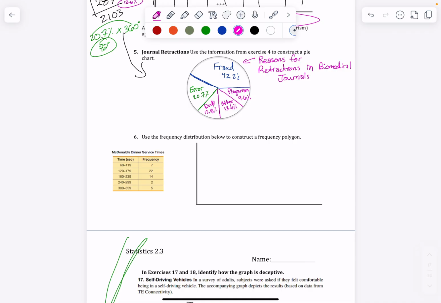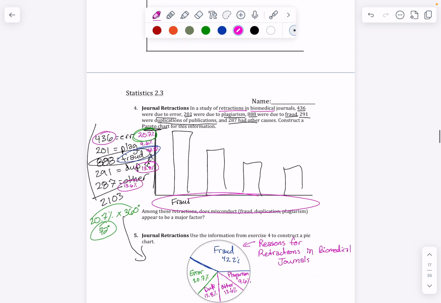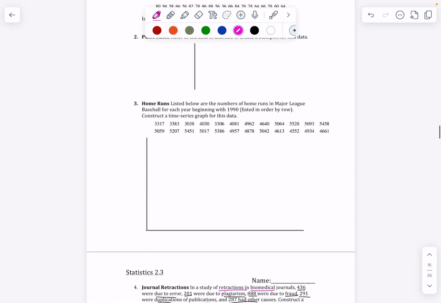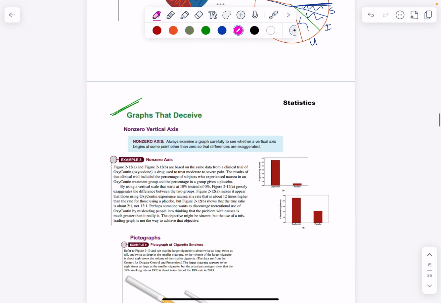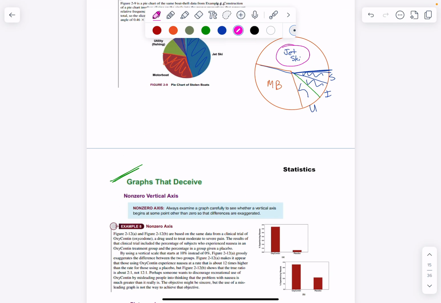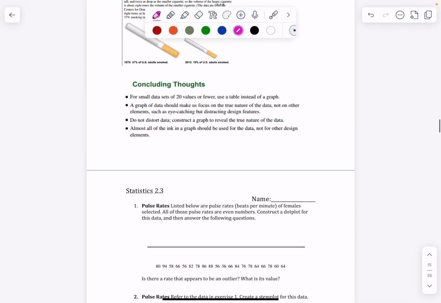All right, there you go. Do the best you can. Try to get through 1 through 6, and then we will go over questions tomorrow, and we will do the deceptive graphs tomorrow, okay? All right, there you go. Use your time.